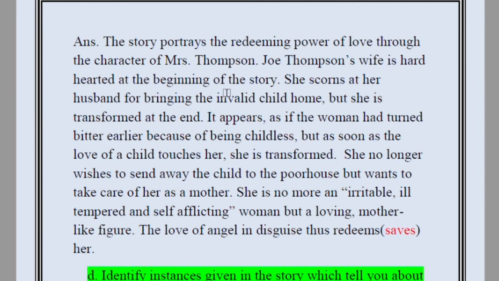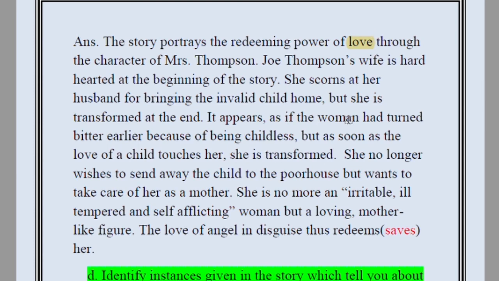In the beginning, we find her very cruel. We find her telling her husband, "Give the child to the poorhouse. Why did you bring this sick brat to this house?" But soon after that, she changes. How does this change occur? This is because of love. That is the redeeming power of love.